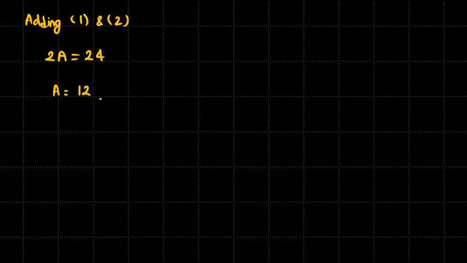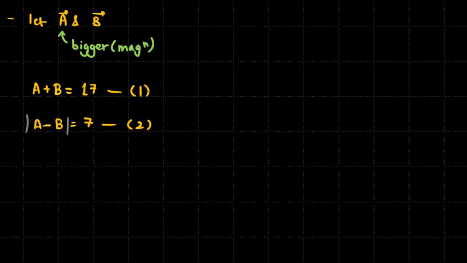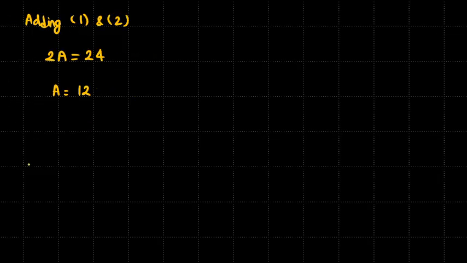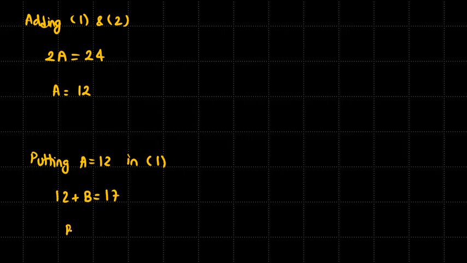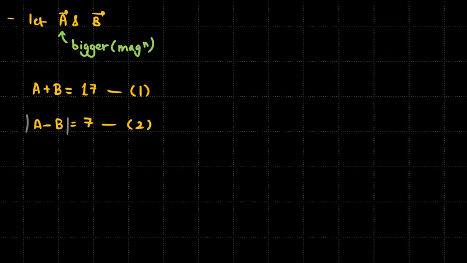Okay, so we got A as 12. That means if we put A in any one of these, let's put A equals 12 in equation 1, which means A plus B. So 12 plus B must be 17, which means B must be 5. Let me check: 17 minus 12 is 5. Yep. So we have the value of A and the value of B. Now we just need to find the resultant when they are at 90 degrees. I forgot to write that. We have theta at 90 degrees.